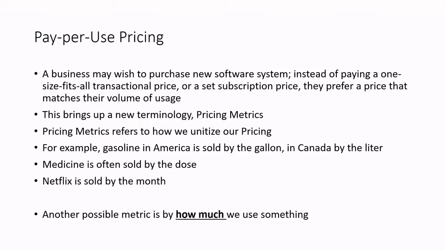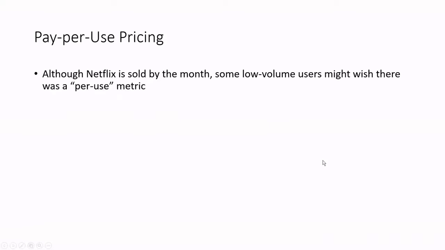Now, another possible metric that we can use is how much of something we use. In other words, I don't want to be sold a monthly subscription that everybody pays. Maybe my usage level is such that being priced by how much I use it is the better metric for me. So to look at this more, let's go back to the Netflix example. As we said in the previous slide, Netflix is sold by the month. But some low volume users might wish there was a per use metric.